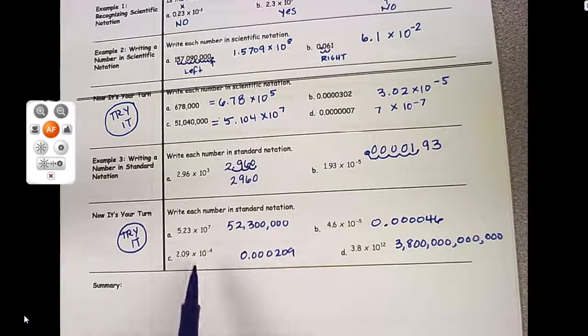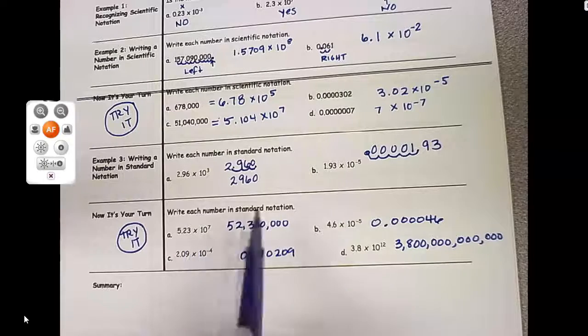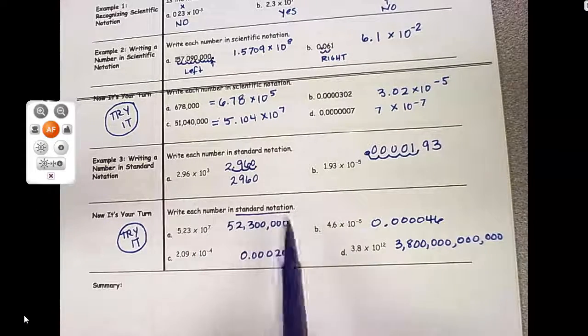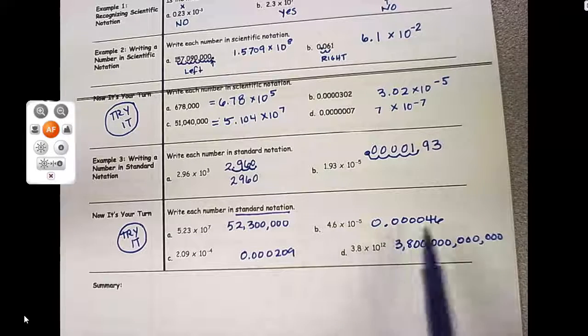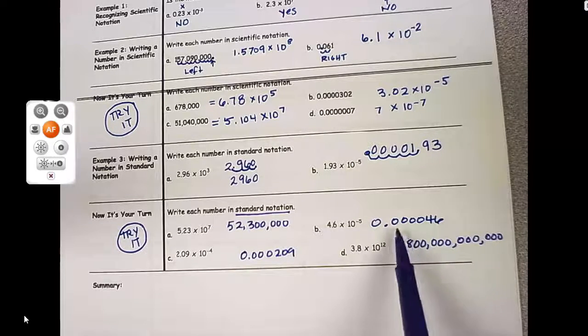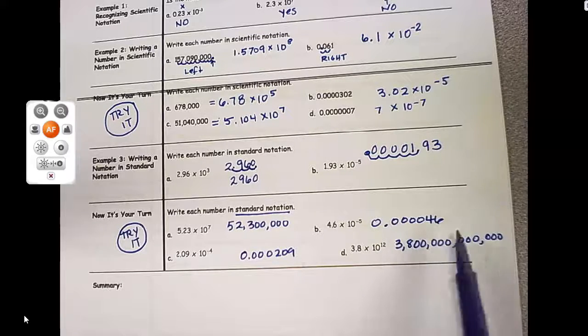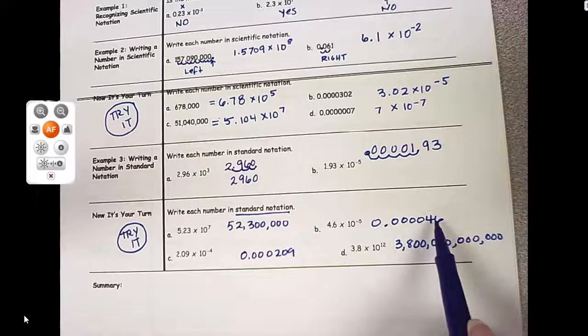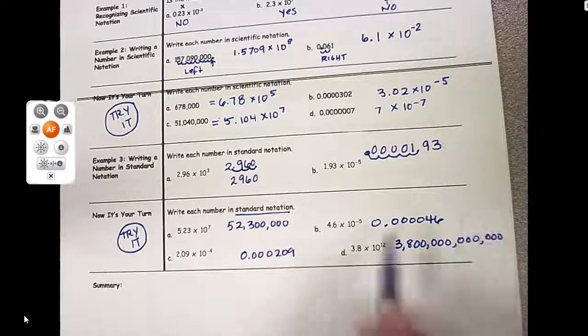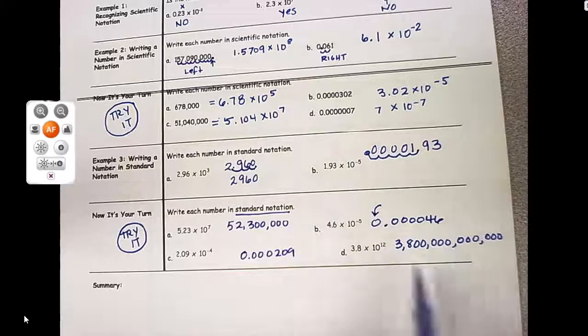So you can check your answers for changing a number in scientific notation into standard notation. The first one we have 52,300,000. For letter B, I've got a decimal point with 4 zeros and a 4-6. So let's see, that's the tenths, hundredths, thousandths, 10,000ths, 100,000ths, millionths place. So that number is 46 millionths. Notice we don't count this 0 that's right here. That's just holding the place.